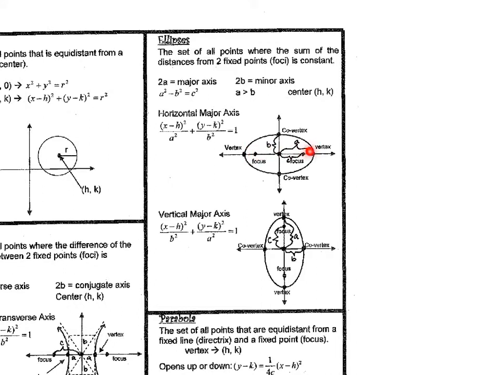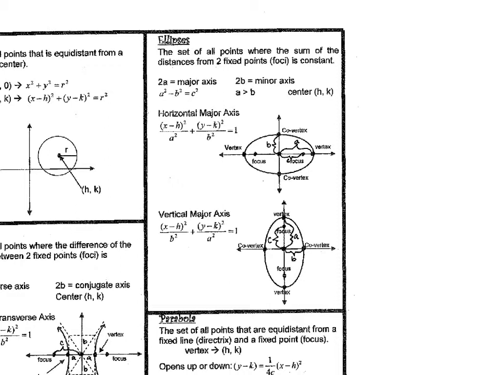So we have a major axis, and that's the long way across here. And we have a minor axis, which is the short way. So our major axis in a vertical one goes vertically, and then the minor axis is here. And so in order to find the length of the major and minor axis, that's where we're going to be looking in the denominator of our equations.